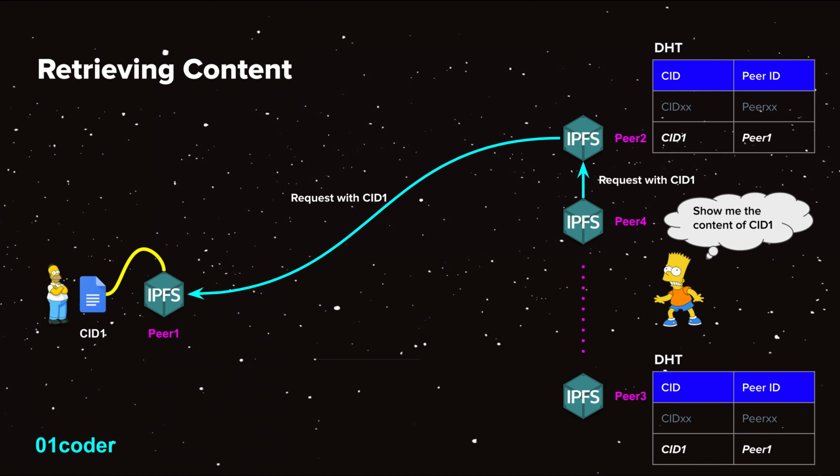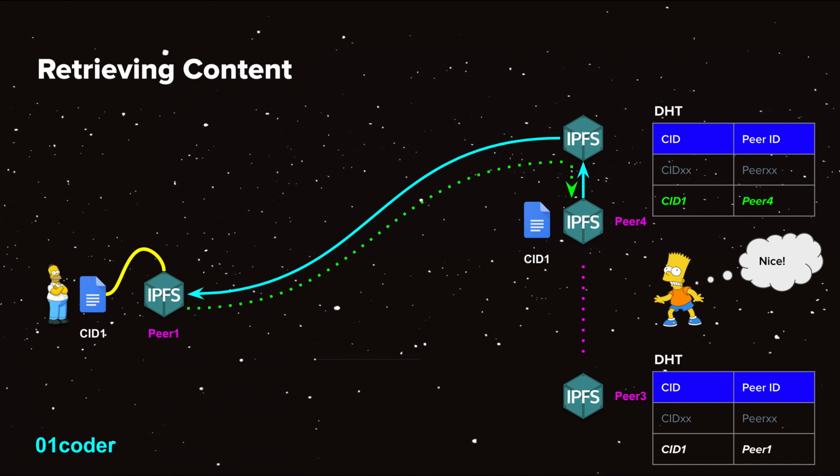Now, by some means, Bart learned the CID1. He is very interested in its content. He requested its content on IPFS node peer 4. If it doesn't have such a record locally, it asks its connected peers of the network for it, where peer 2 learned that peer 1 is the provider of CID1. It requests the content via peer 2 to peer 1.